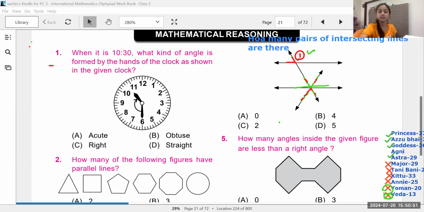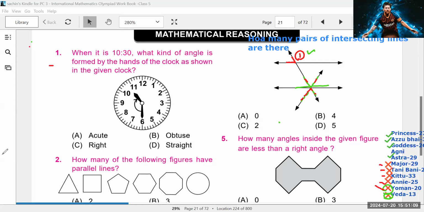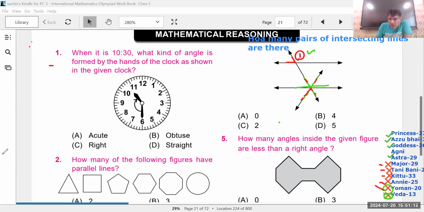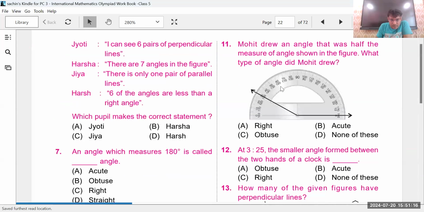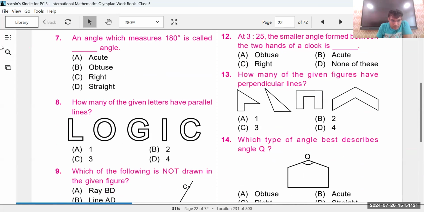Oh, okay, sir. Okay. So Yoman, Tani Bani, Major, Veda, understood or not? Yes, sir. Mr. Yoman, have you understood the obvious answer or not? Yes, sir. So do you want to lose marks in the obvious answer? No, sir. Do the seventh and eighth question.